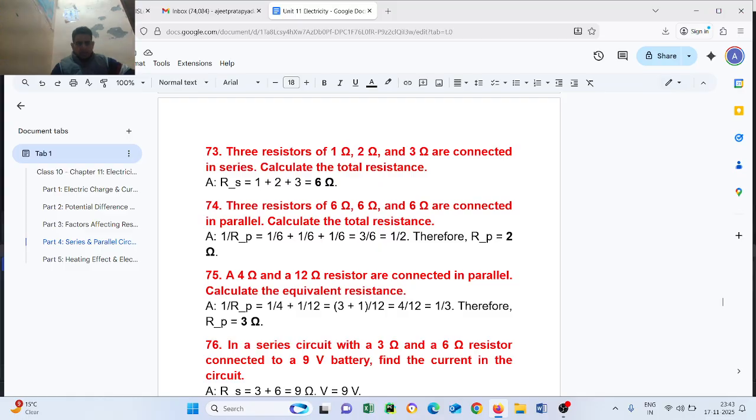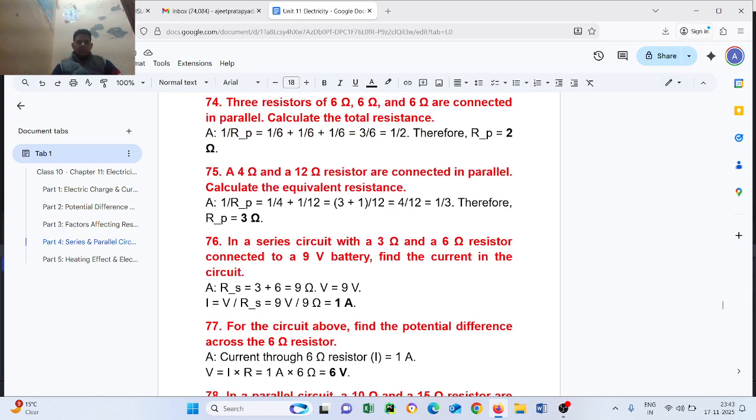Question number 75. A 4 ohm and a 12 ohm resistor are connected in parallel. Calculate the equivalent resistance. 1 upon Rp equal to 1 upon 4 plus 1 upon 12, equal to 3 plus 1 upon 12, equal to 4 by 12, equal to 1 by 3. Therefore, Rp equal to 3 ohm.